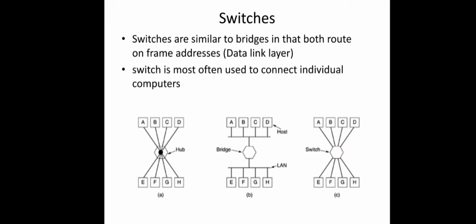And what about a switch? Here every machine is directly connected to the switch, right? So every machine forms its own collision domain, so there won't be any collision. For example, if a machine E sends a frame to A, that goes directly to A, right? Now let us compare the bridge and the switch in terms of data forwarding.